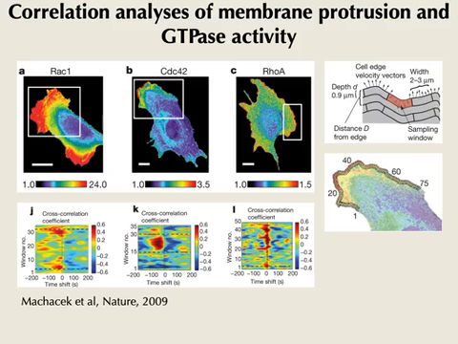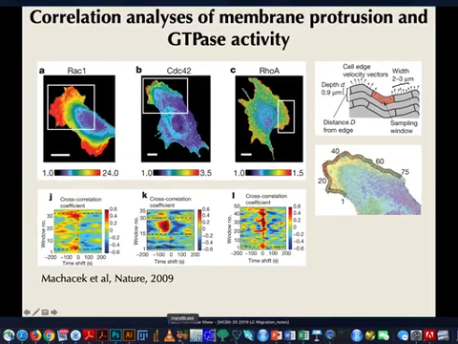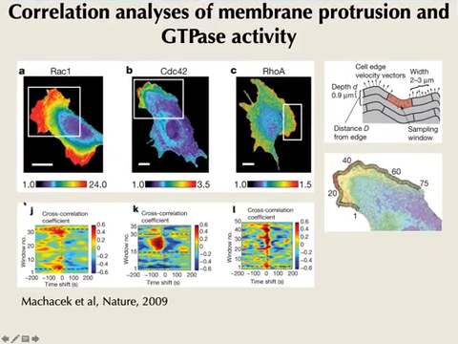And now they ask, in terms of RAC1 over time, either before the protrusion or after the protrusion, when is the best correlation? So you see here, negative values mean the best correlation between the protrusion and the RAC activity is slightly after. Same thing for CDC42. You have these little windows here. The best correlation between protrusion and CDC42 activity is after the protrusion.